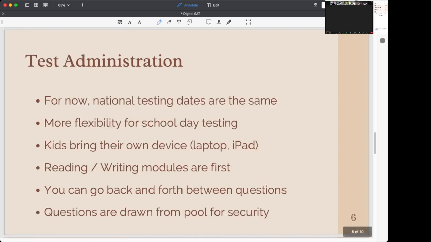When you actually take the test, just to give you an idea of what happens: for now, we think the national testing dates are going to remain constant. But of course, since the test is a lot more convenient to take, we don't have to have a test mailed to the school anymore. We're probably going to have a little more flexibility around school day testing, for people who can't test on a certain national testing date for some reason.